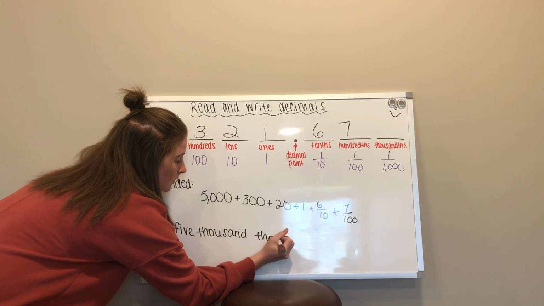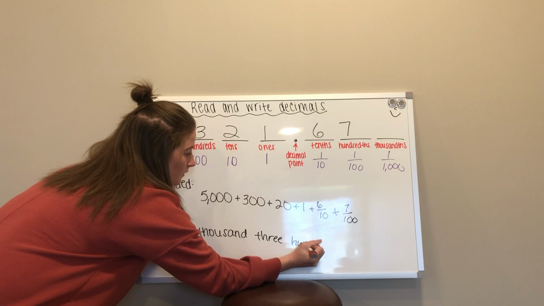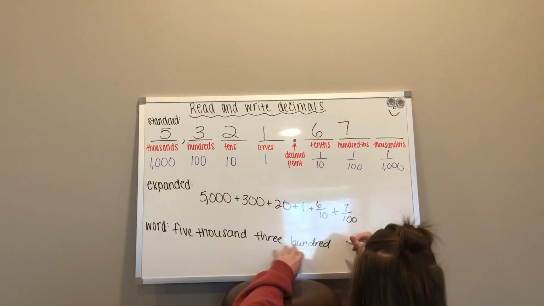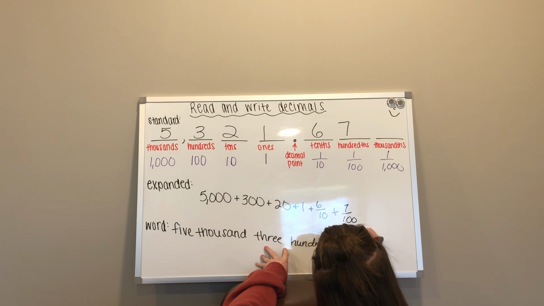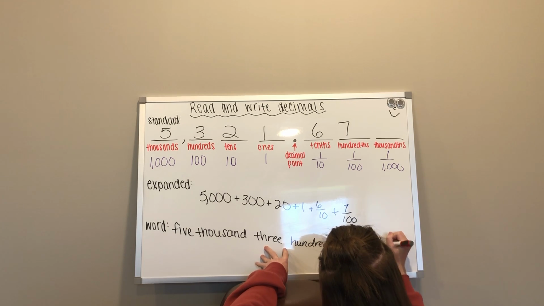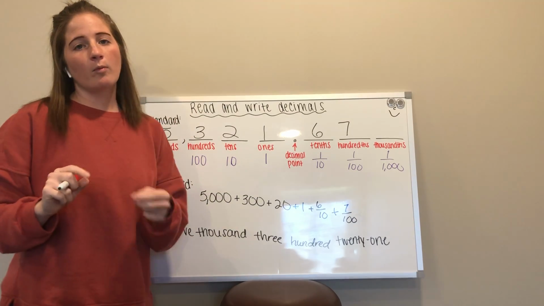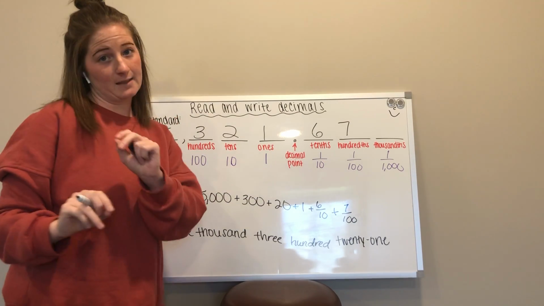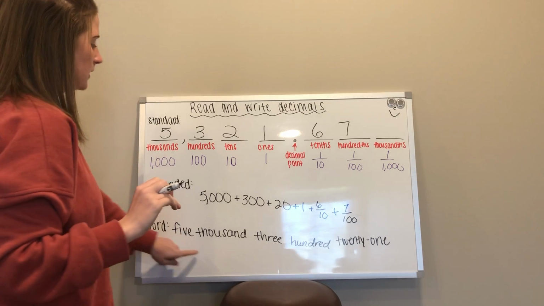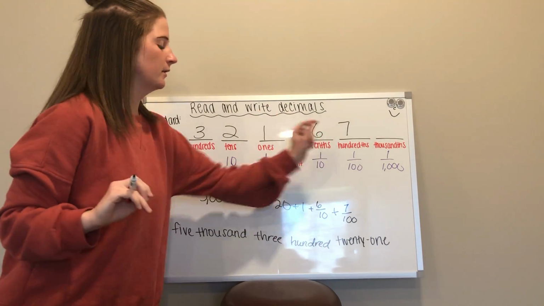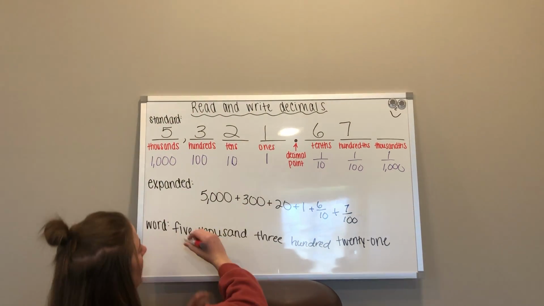300 21. Okay, now we get to the decimal point. When we get to the decimal point, we have to say "and." And tells us that we're now done with the whole number and now we're getting into the fractions, or into the decimal point. So we're going to put "and."